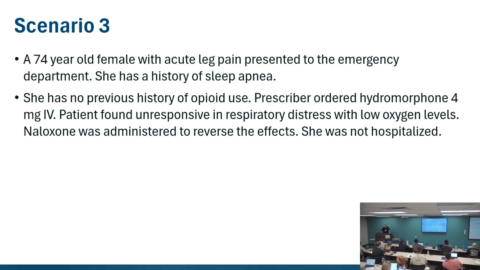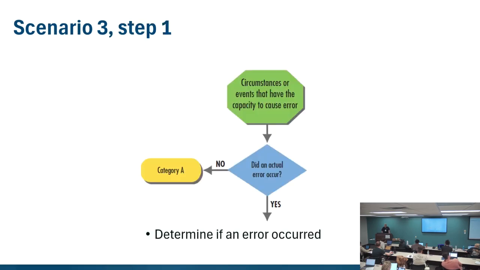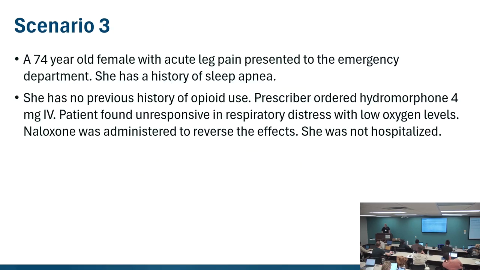A 74-year-old female with acute leg pain presented to the emergency department. She has a history of sleep apnea. She has no previous history of opioid use. The prescriber ordered hydromorphone. What's the brand name for hydromorphone? Dilaudid. That's how I remember it too. Hydromorphone 4 milligrams IV. That's a whopper of a dose, by the way, from a morphine MME equivalent.